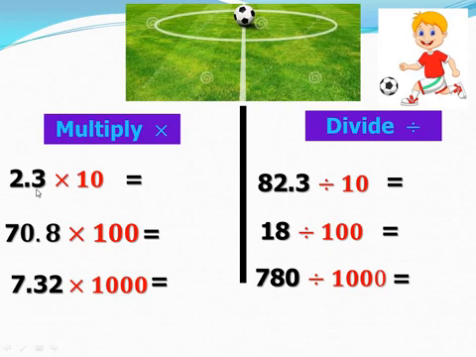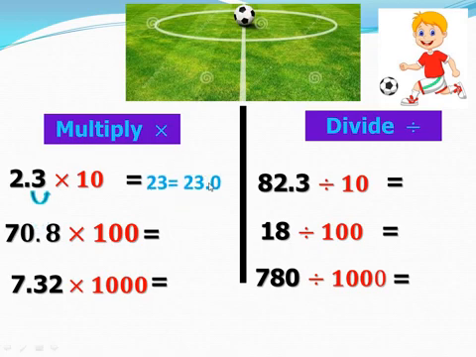Here I have 2.3 times 10. I'll kick my decimal point according to the number of zeros I have. Here I have 1 0. It means I will kick my decimal point to the right one place. And the answer will be 23.